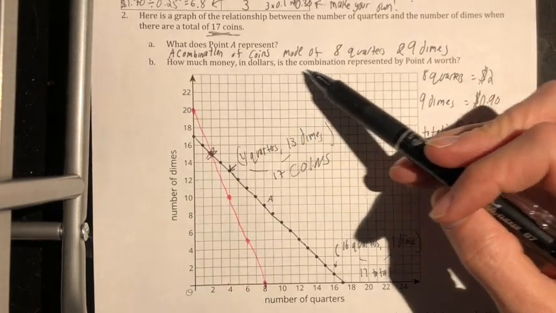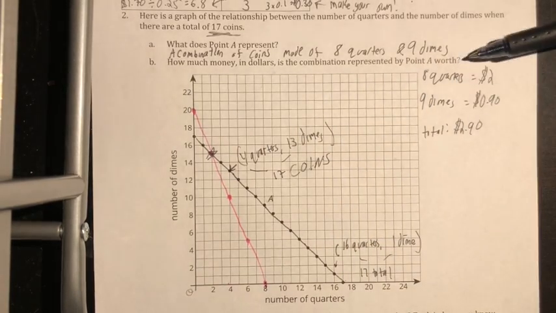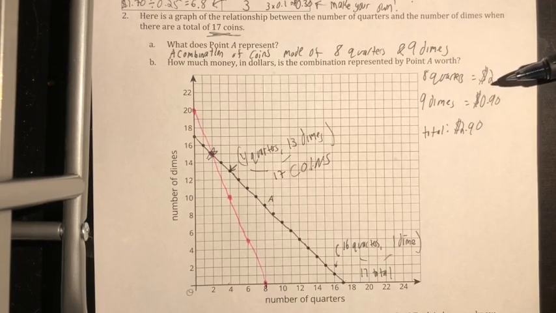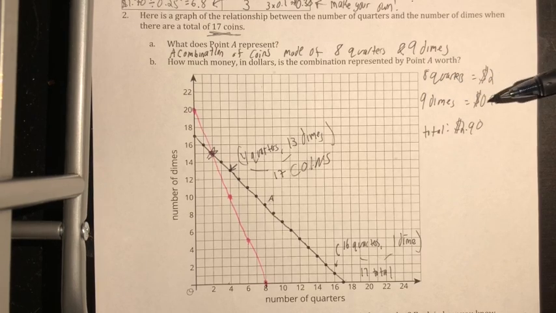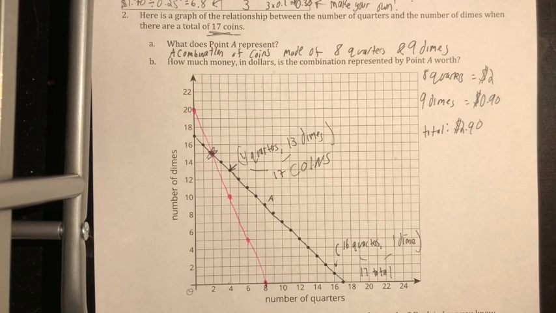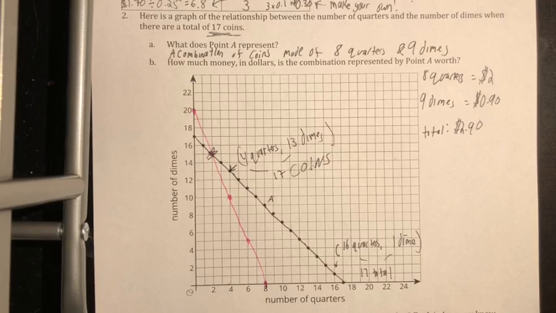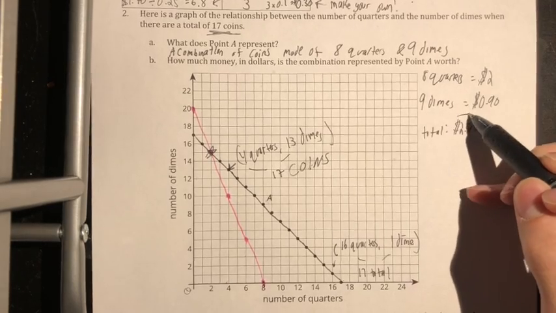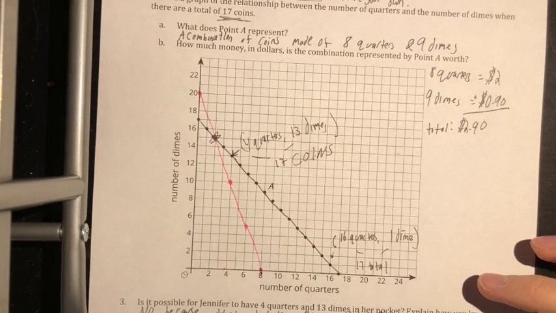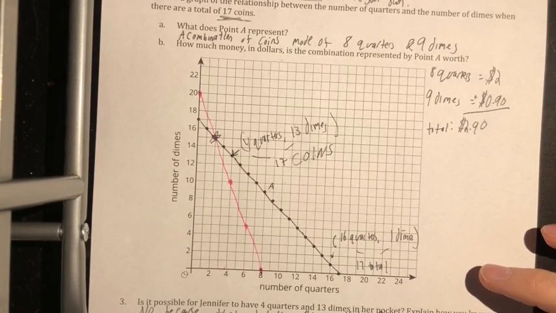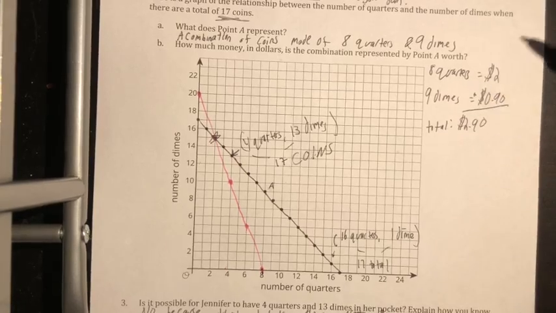How much money in dollars is the combination represented by point A worth? Well, 8 quarters is $2, because 8 times 0.25 is $2. And 9 dimes is 90 cents, because 9 times 0.1 is 90 cents. So in total, she has $2.90. So, is it possible for her to have that? Is that her winning combination? No, it does not add up to $2.